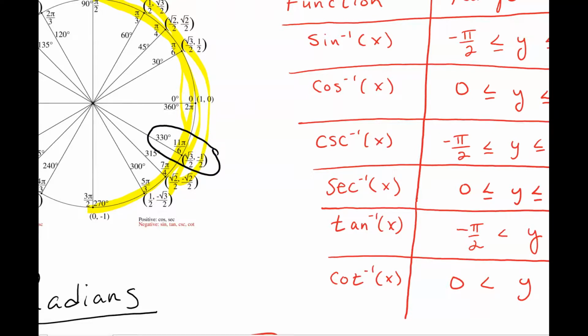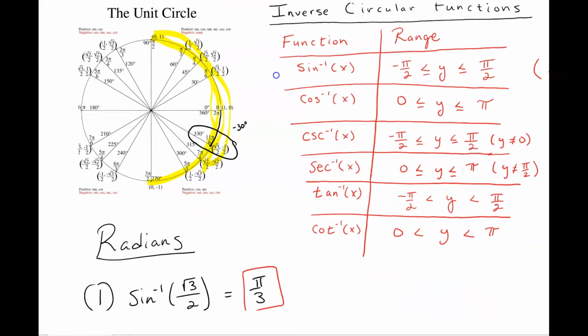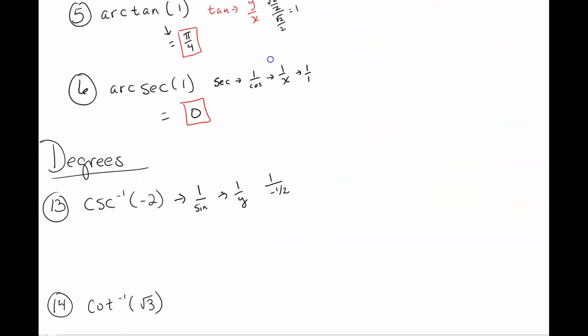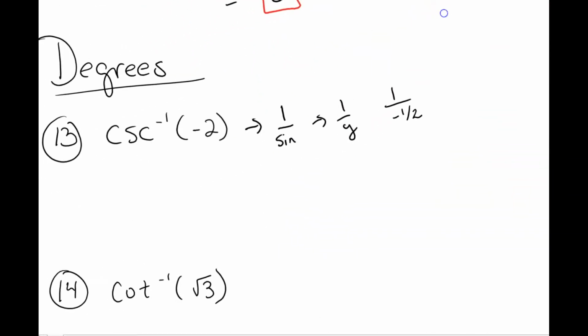But remember, we're going from -90 to 90, right? So this one right here would correspond to what? Well, it's 30 degrees down. So -30 degrees is our answer there. All right. So the answer for number 13 here is that the cosecant inverse of -2 equals -30 degrees, and that's what we find for this.